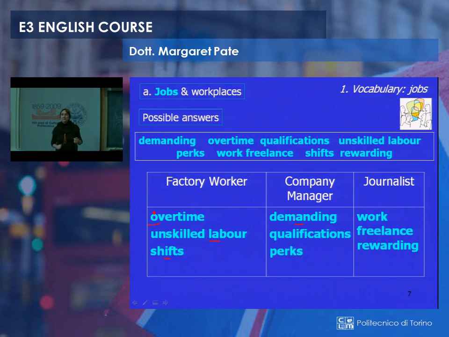Okay, demanding. The next one is one you should already know. Where's the stress? We looked at this in the first lesson. On the A, that's right. Qualifications. And remember, it's qua, not ka. Qualifications. The next one is easy. Okay. Is the R silent or pronounced in this word? It's silent. Perks.